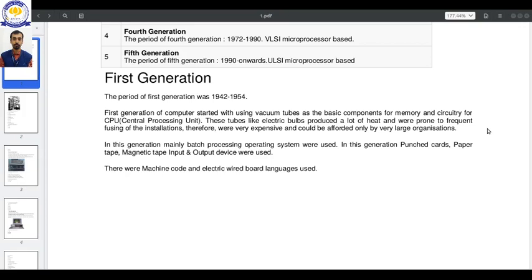So in this first generation of computers, not much could be used by the general public. Most of the operations were performed in very large organizations because the system was very large, using vacuum tubes. The vacuum tubes were very huge in size.